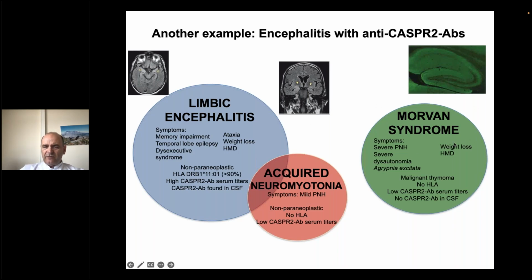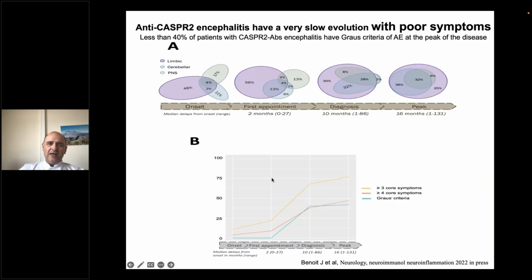Another example is encephalitis with Caspr2 autoantibodies, which have been described in 3 different groups of patients. Patients with Morvan syndrome, with abnormal behavior, abnormal sleep, and dysautonomia, or patients with limbic encephalitis, and we will see that they can develop ataxia, or patients with neuromyotonia.